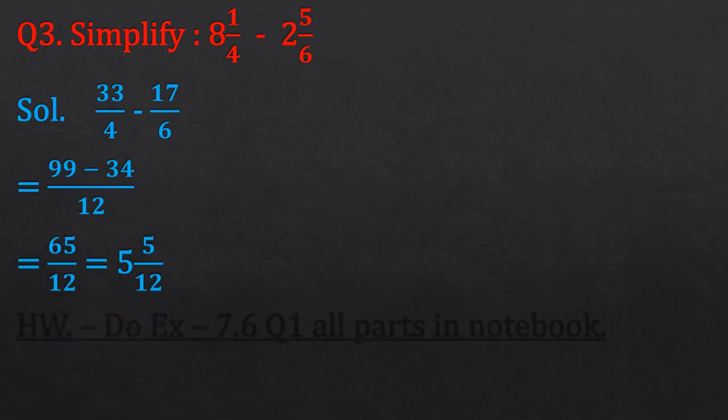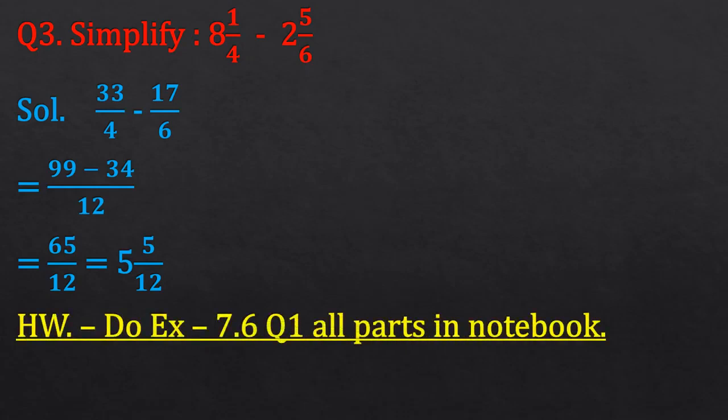Now see, this is an improper fraction because the numerator is greater than the denominator. So we have to convert it into a mixed fraction by dividing 65 by 12. Whatever is your quotient, that will be the whole. The remainder will come in the numerator and the denominator will remain the same. So it is 5 5 upon 12. Is this clear? Now you have to do the homework of exercise 7.6, question number 1, all the parts. Okay?